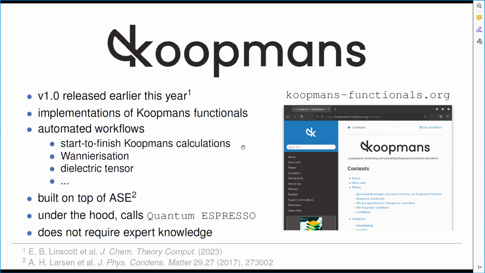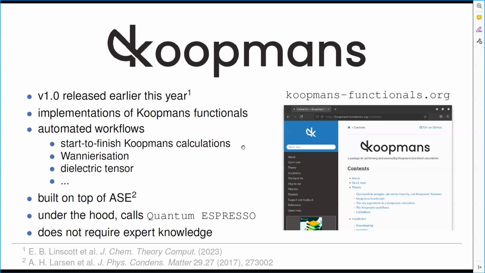So version 1 was released earlier this year. This package contains implementations of Koopmans functionals within the Quantum ESPRESSO package, but also a Python workflow manager that takes care of all of the workflows that you need to calculate. It will perform a start to finish Koopmans calculation, as well as various typical tasks that you want to do, like perform a Wannierization or calculate a dielectric tensor, for example.